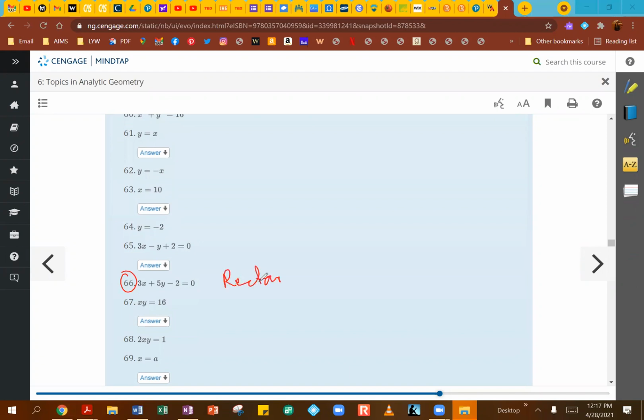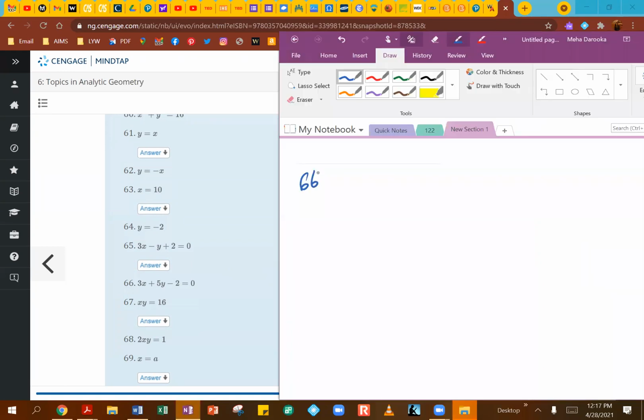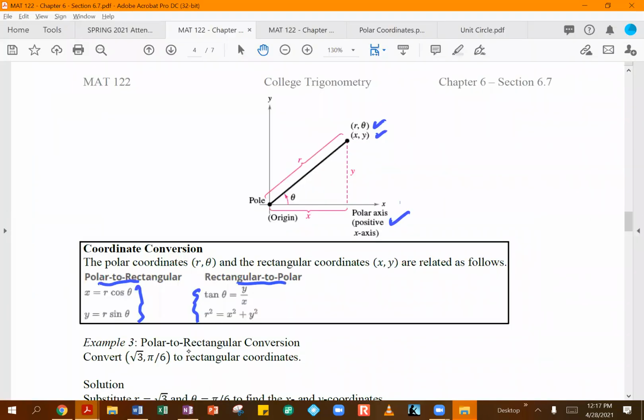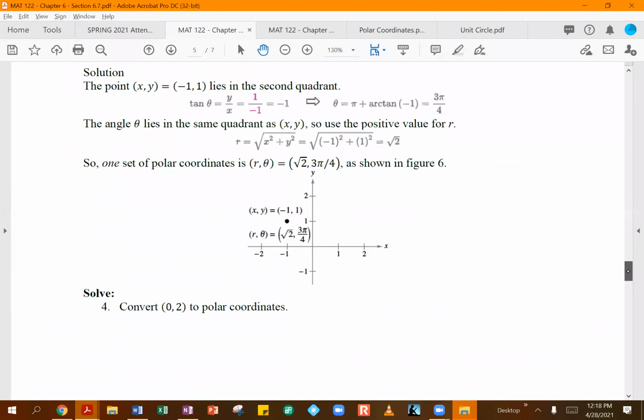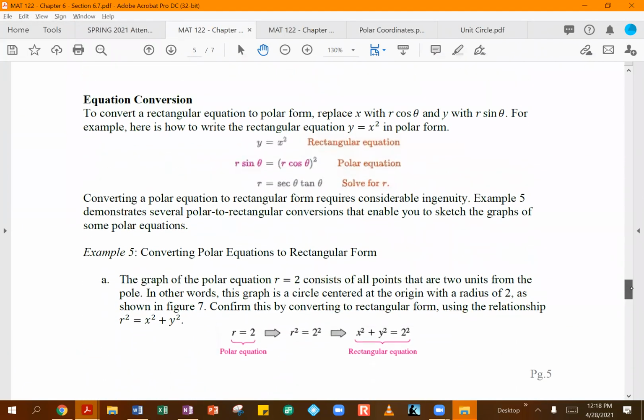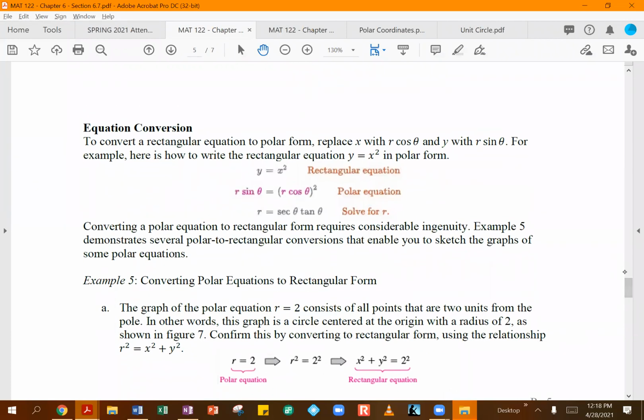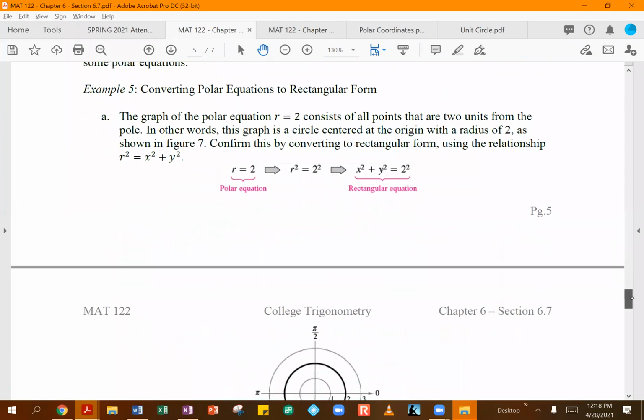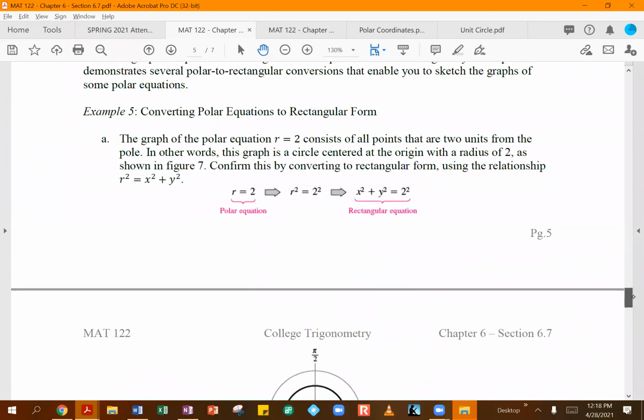Okay, so again, rectangular to polar. Let's go ahead and write this one down: 3x plus 5y minus 2 equals 0. And you will see there are obviously a lot of similarities between these conversions also. If you just look at these examples, you will see we're still using the same formulas.